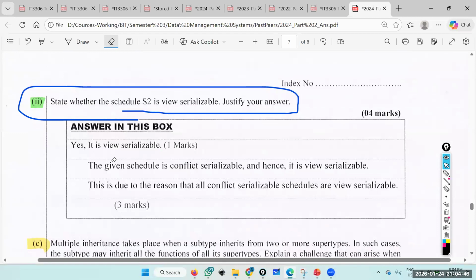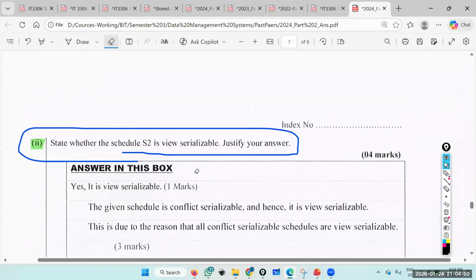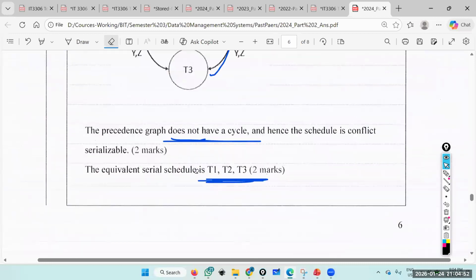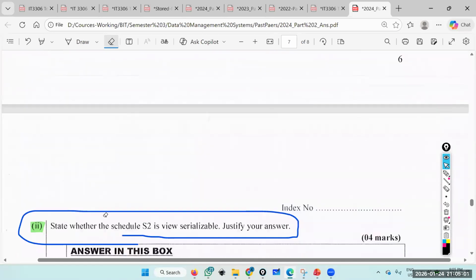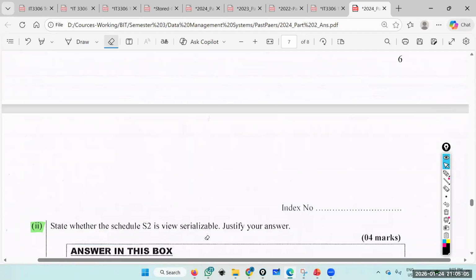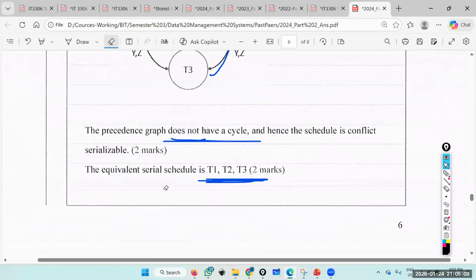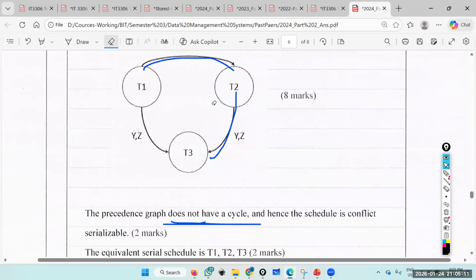It's view serializable. Given schedule is conflict serializable. Yes. Right. So this is a very tricky question, and this is very frequently asked in exams. So I completely forgot that. Now the question is, state whether the schedule S2 is view serializable. Remember, S2 is already conflict serializable. Right? Why? There are no cycles.